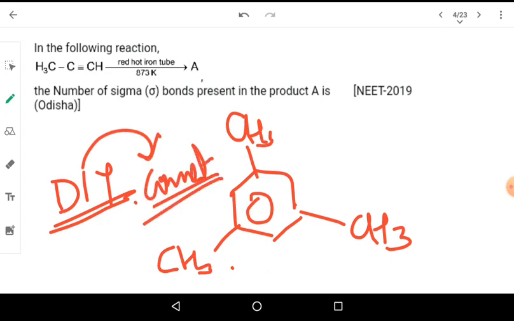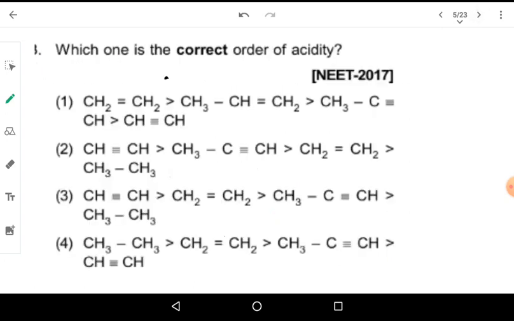Now let us do the next question, the question which I have told you before. What is the correct order of acidity? First will be alkyne. So either this can be an answer or this. So we have to consider the second one.